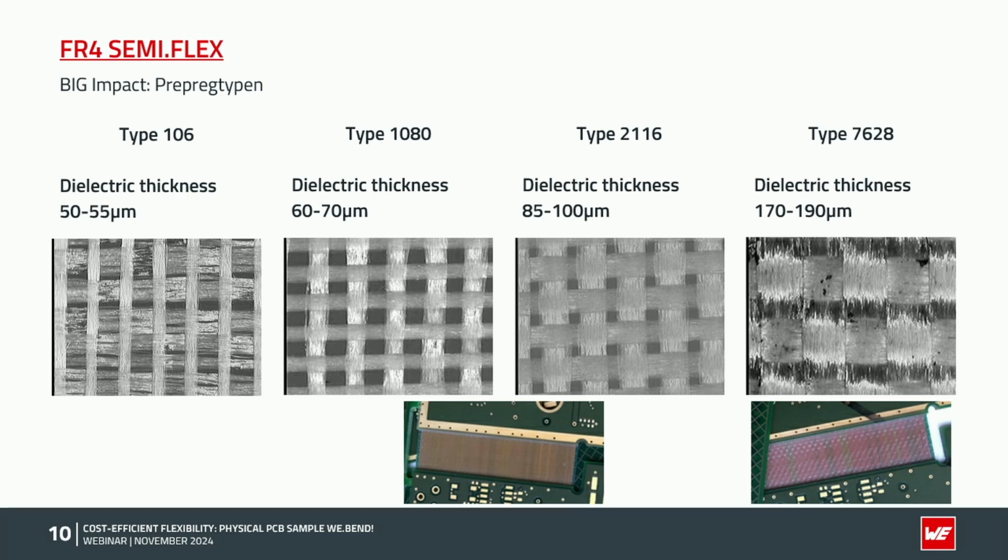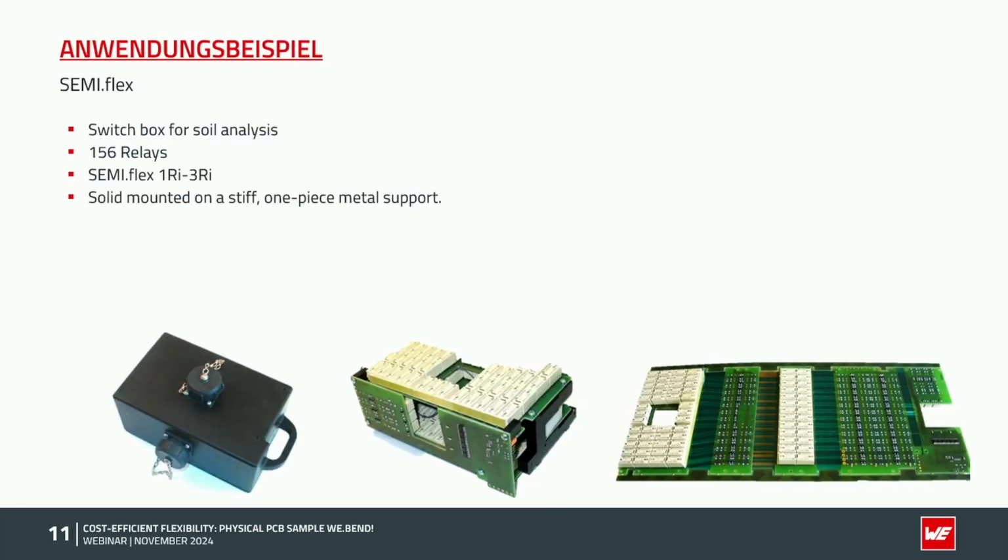Where is this technology used? I have one example for you. Here we have a switch box for soil analysis. Some people use it to see what is underneath our ground, so in several meters deep. They use, therefore, the resistance and the induced polarization image that they can see with this machine.